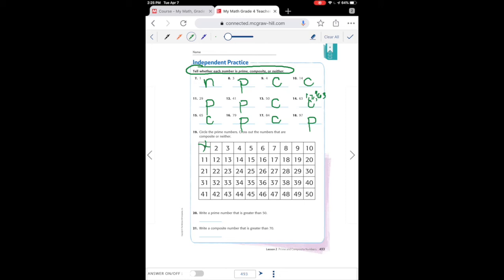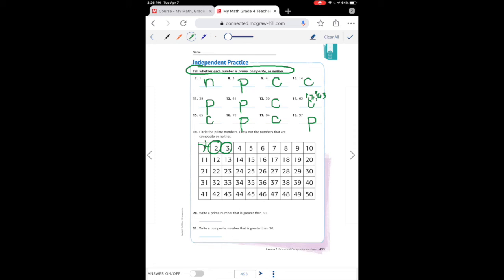Number 2, what are the factors of 2? 1, 2. That's it. It only has 2 factors, so it's prime. It wants me to circle the prime number, so I'm going to circle it. Number 3. 1 and 3 are the only factors of 3. There are no other numbers that multiply together to get a product of 3, and I can't divide 3 evenly by any other number without a remainder. So it is prime.